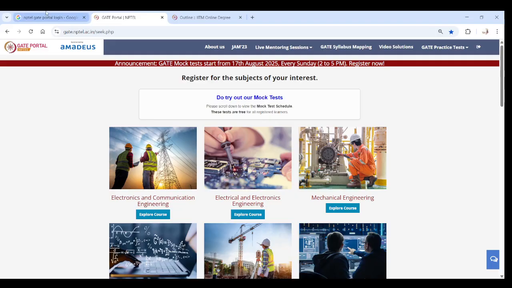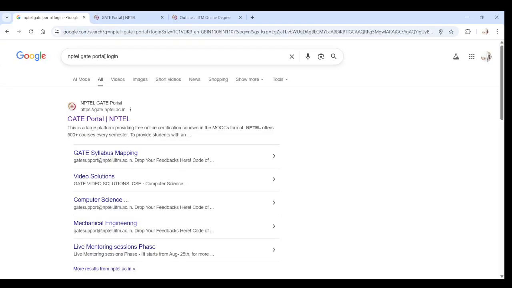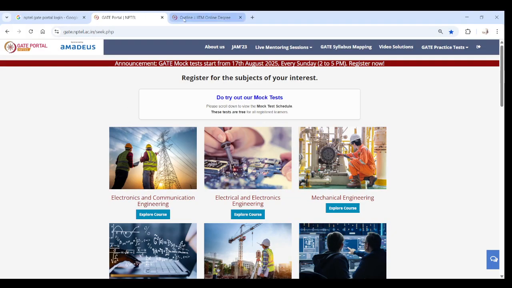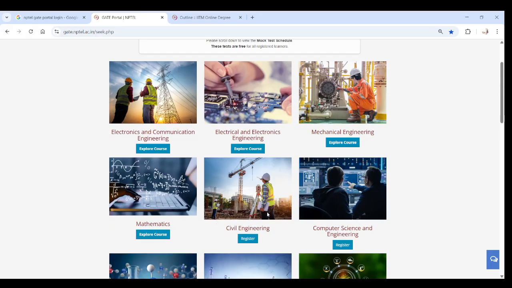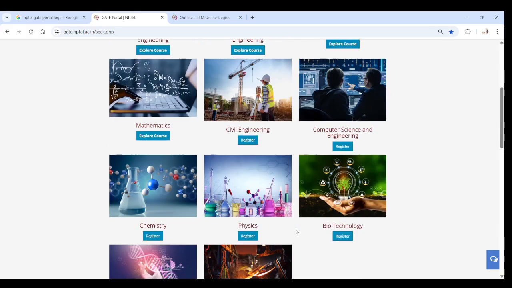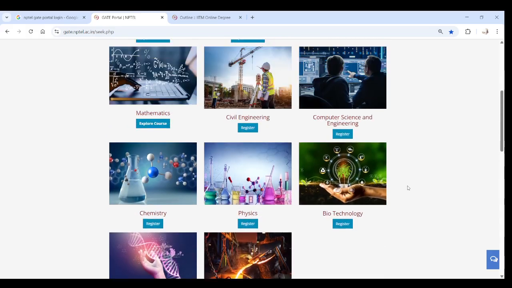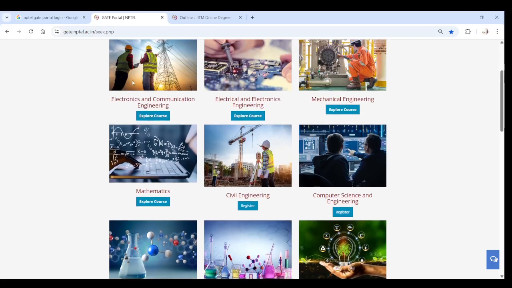You need to search for the NPTEL GATE portal. Take the first link, and it will show the login with your GATE portal. Then register with your email ID. After registering, you may register for your courses. For checking purposes, I have registered for electronics, electrical, mechanical, and mathematics.